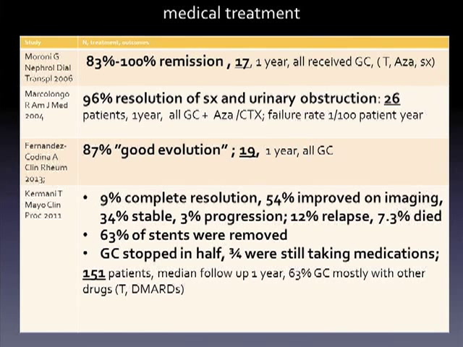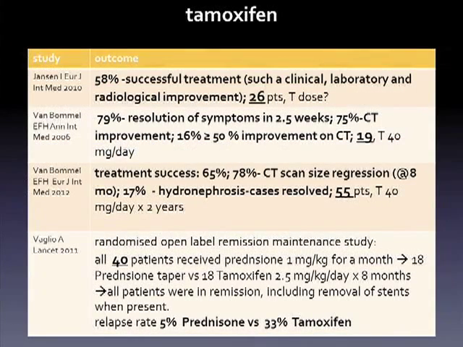And what they found is that 9% of these patients had a complete resolution. 54%, so about half, with this kind of treatment improved on imaging. 34 were stable, 3 progressed, 12% relapsed, 7.3 died, and in 63% of patients, the stents were removed. They stopped the steroids in half, and at 1 year, 3/4 of patients were still taking some medications for retroperitoneal fibrosis. I know you want to hear about tamoxifen.